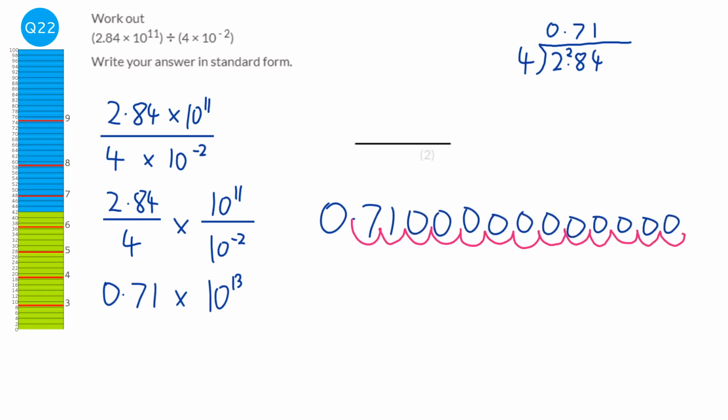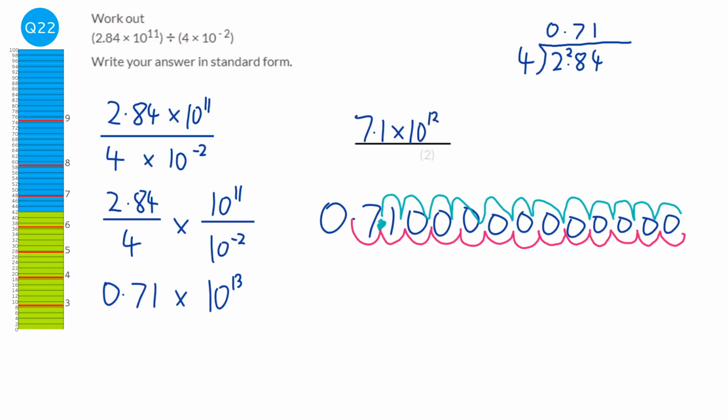So it'd be 7, 1, and all those zeros. And then I'm going to put it back into standard form. Now, the decimal point will need to be here to make it 7.1. So it'd be 1, 2, 3, 4, 5, 6, 7, 8, 9, 10, 11, 12. So it's going to be 7.1 times 10 to the power of 12.